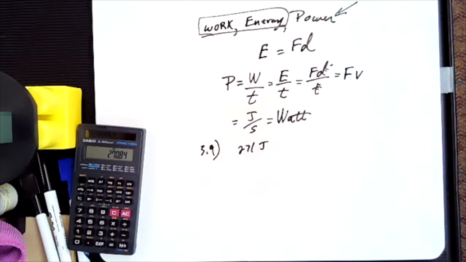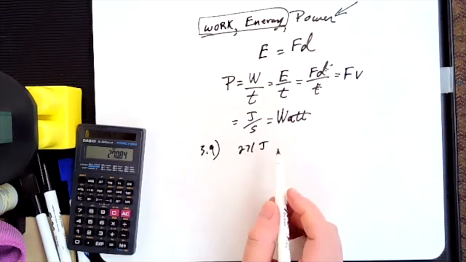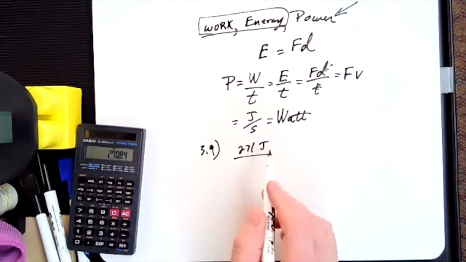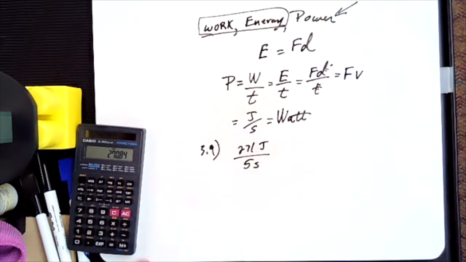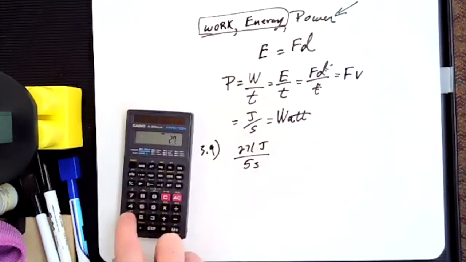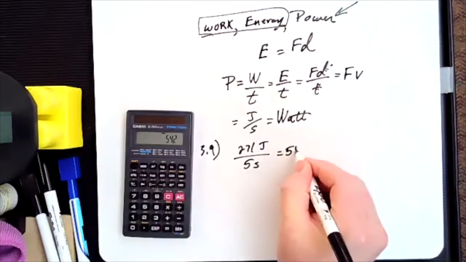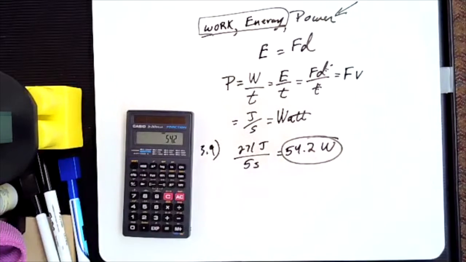So how do I figure out how many watts of power were used? I've got to take the energy and then divide it by the time, right? It's energy over time. Work over time is your power. So 271 joules divided by 5 seconds, right? So 271 divided by 5, I get 54.2 watts of power.